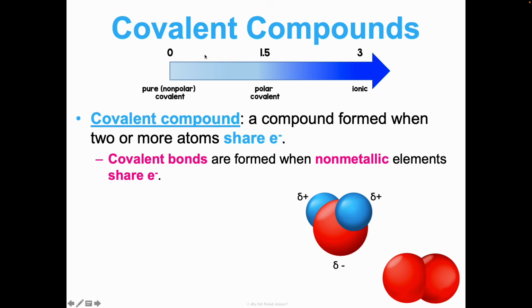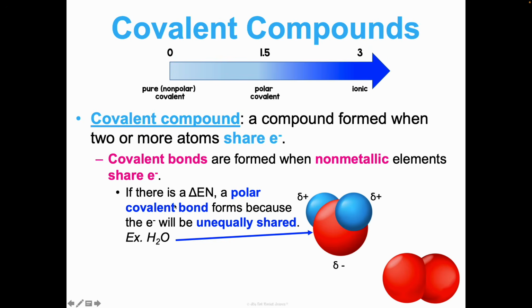Now, when that difference is smaller, it's a covalent bond, so they're going to share, but they don't always share equally. So if there is some sort of difference in electronegativity, but it's not a large one, but there is some, we say that it's a polar covalent bond that forms because the electrons are shared, but they're not equally shared. Okay, here's an example.